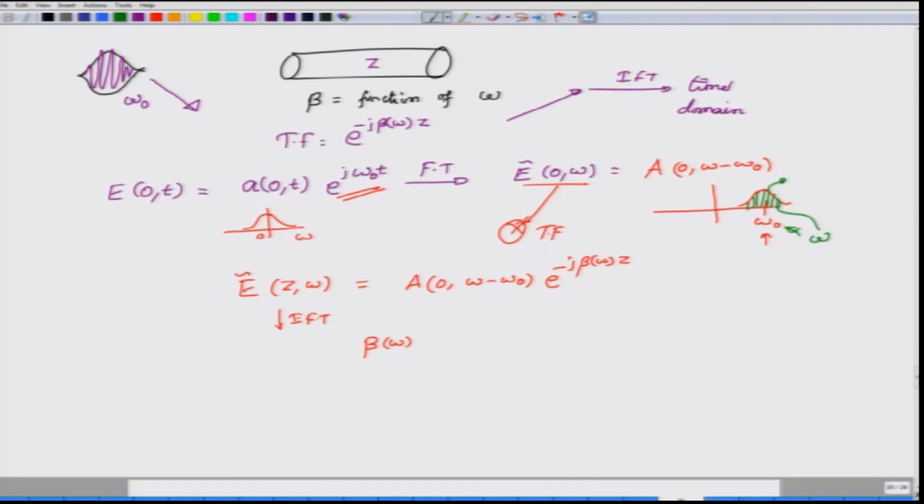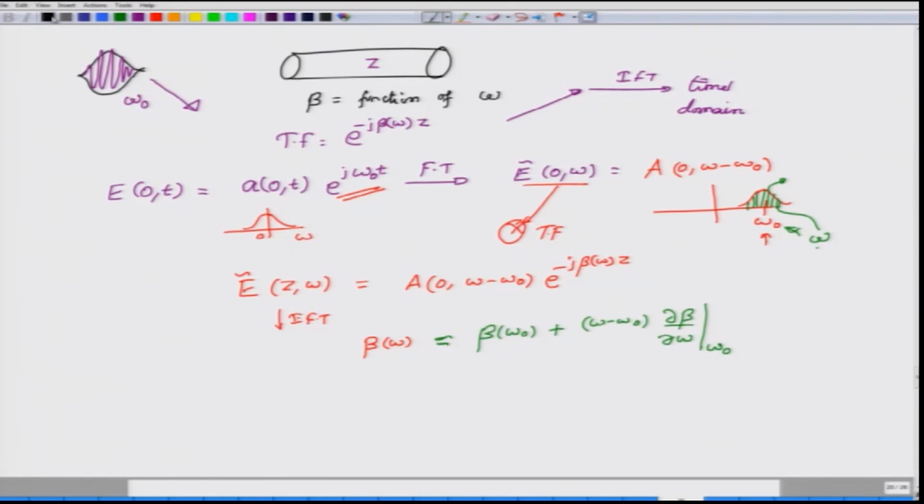So, I have omega 0, which is my carrier, which I know beforehand. I can express beta of omega for any frequency omega that is slightly away from omega 0, that is a slight deviation from omega 0. I can write this beta of omega as a Taylor series: beta of omega 0 plus omega minus omega 0 times del beta by del omega evaluated at omega 0. What is del beta by del omega? This is the differential of beta with respect to omega, evaluated at omega 0.